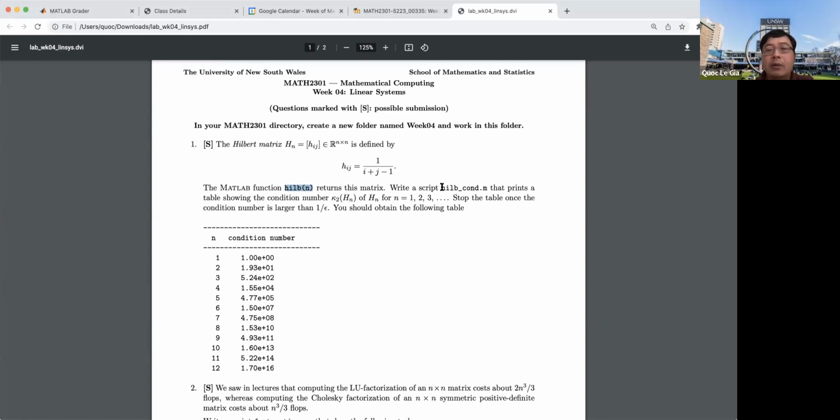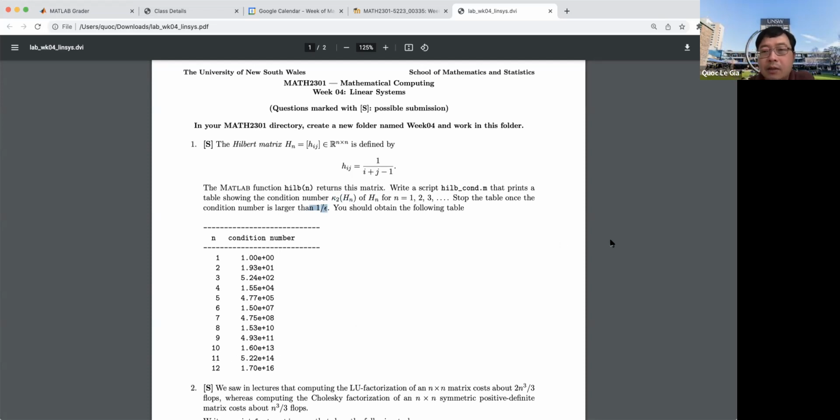What you need to do is write a script that prints out the condition number of the Hilbert matrix. You stop the table once the condition number is larger than 1 over epsilon. You should get some table like this.